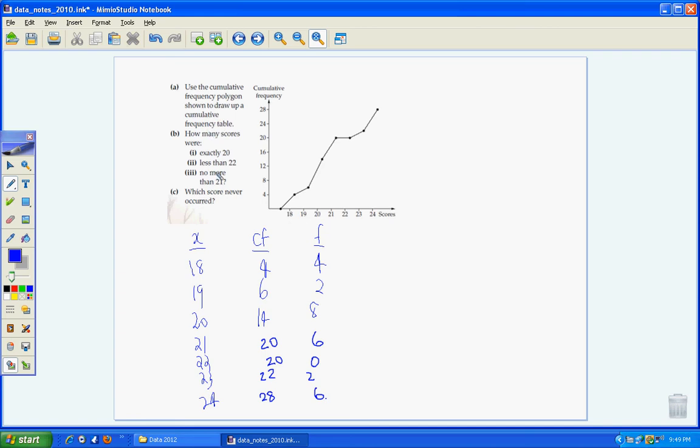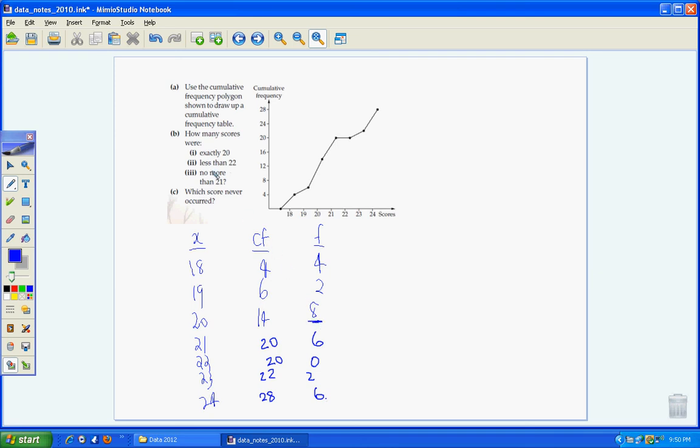you can draw up a cumulative frequency table, and that's what we've done. We've looked here and gone, well, that's going up 4, then goes up to 6, then 14, 20, stays at 20, 22, and then up to 28. So I can get a frequency from that, because I'm just doing what's the difference between the cumulative frequency each time to give me my actual frequency. So how many scores were exactly 20? Once I've done the frequency part, I can actually go answer that.